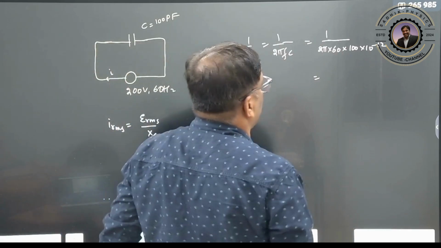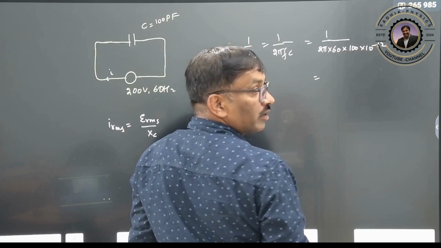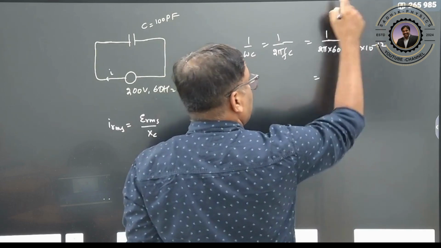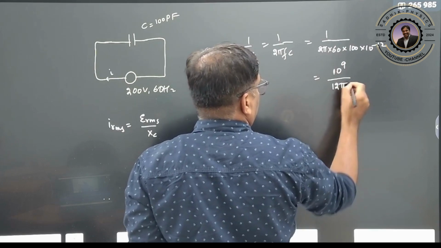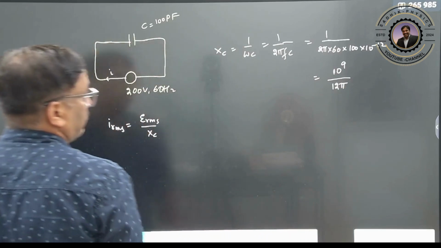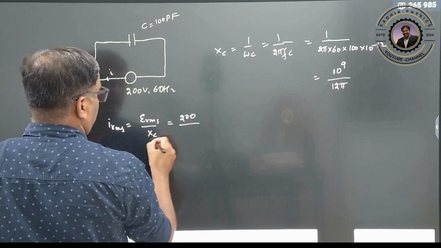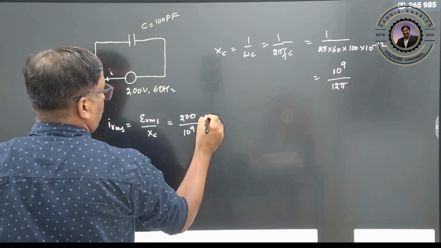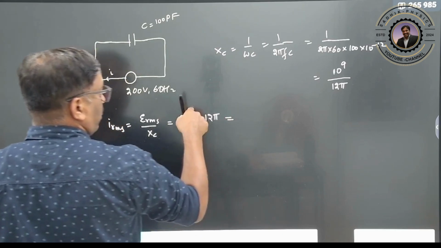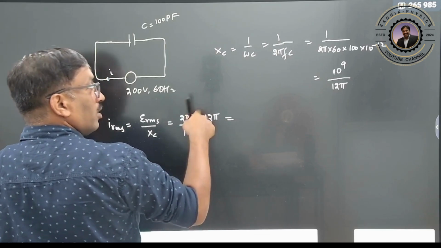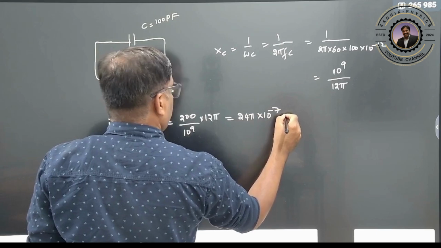How much will it be? Here it will be these 3 zeros, no? Therefore 3 minus 3 will be gone. Therefore 10 to the power of 9, minus 9 taken here, no? 10 to the power of 9 divided by 12 pi. Clear? Right. So now what will you get? 200 divided by 10 to the power of 9 into 12 pi. Clear? So here taken on top, no? 10 to the power of 4 minus 9 means 10 to the power of minus 7. Therefore 2 into, therefore 24 pi into 10 to the power of minus 7 ampere.